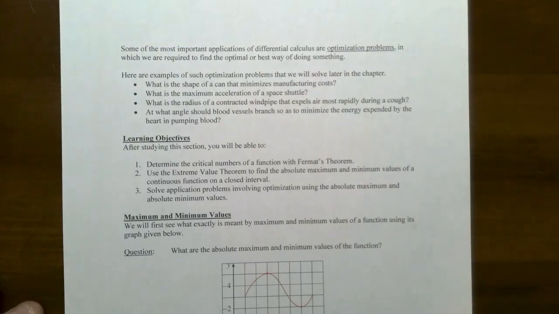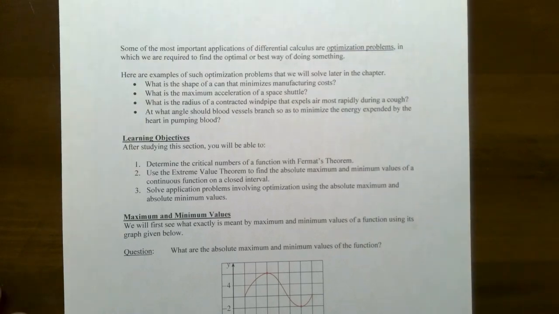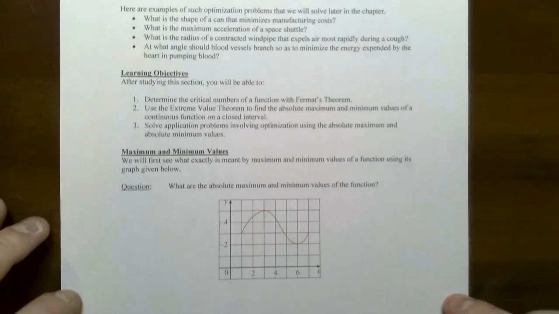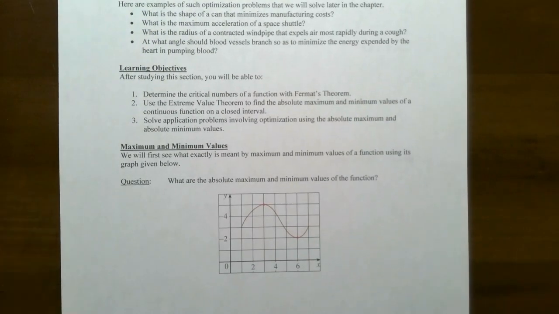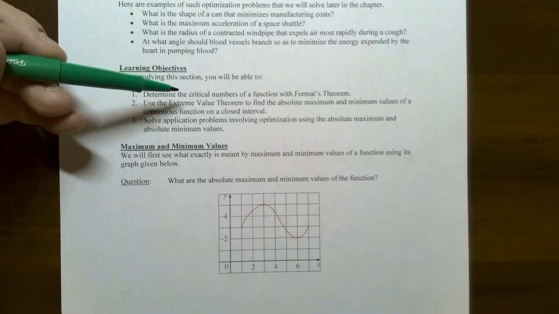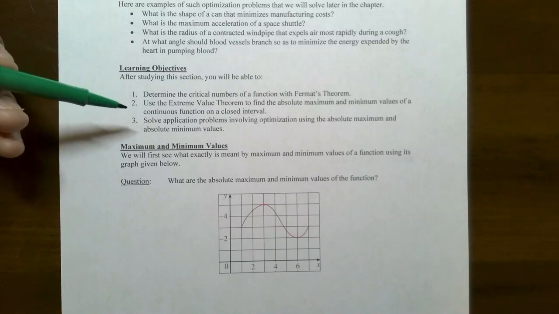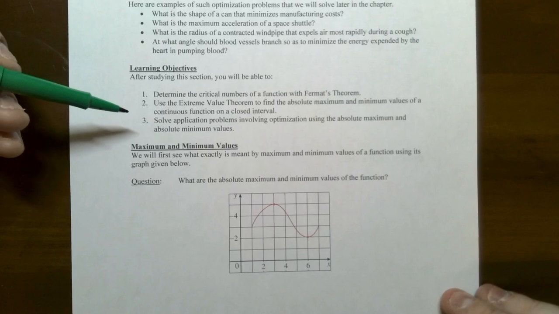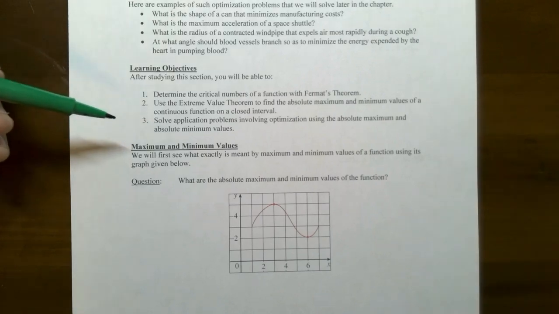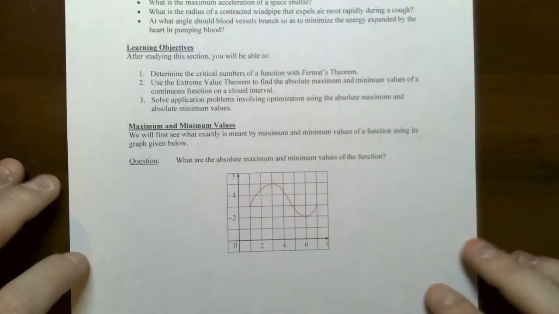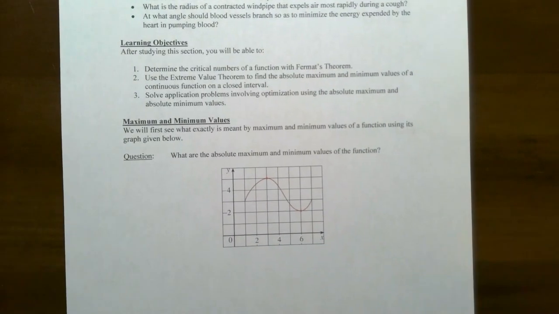You want to either maximize or minimize a particular function. So we're going to determine how to find the critical numbers of a function using Fermat's theorem, how to use the extreme value theorem to find the absolute max and absolute min of a continuous function on a closed interval, and then some application problems involving absolute max and absolute minimum. So we're going to start with a review.